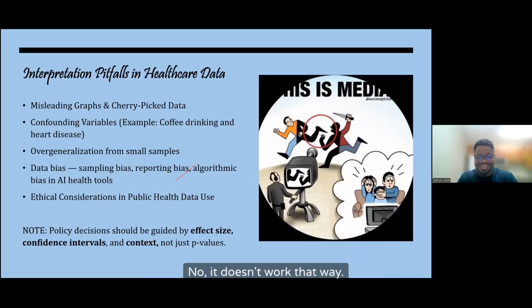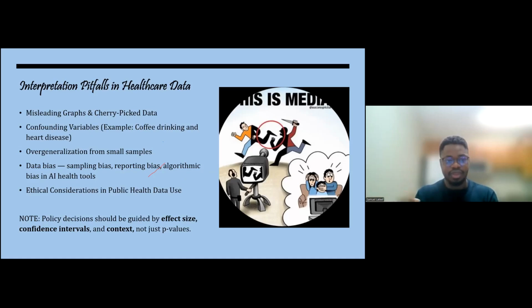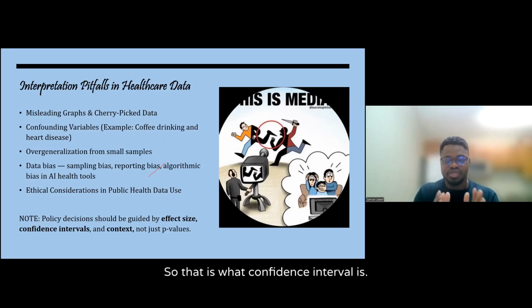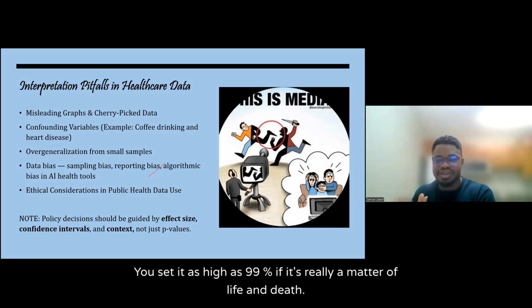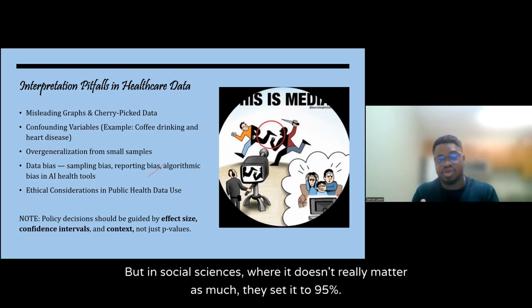No, it doesn't work that way. It's a whole person's life. You need more than 95%. You need to be more sure. You need to be able to speak with more confidence that this person will survive this surgery, or this person will go and come back, things like that. So that is what confidence interval is. You set it as high as 95, 99% if it's really a matter of life and death. In many health sciences, it is 99%, but in social sciences, where it doesn't really matter as much, they set it to 95%.